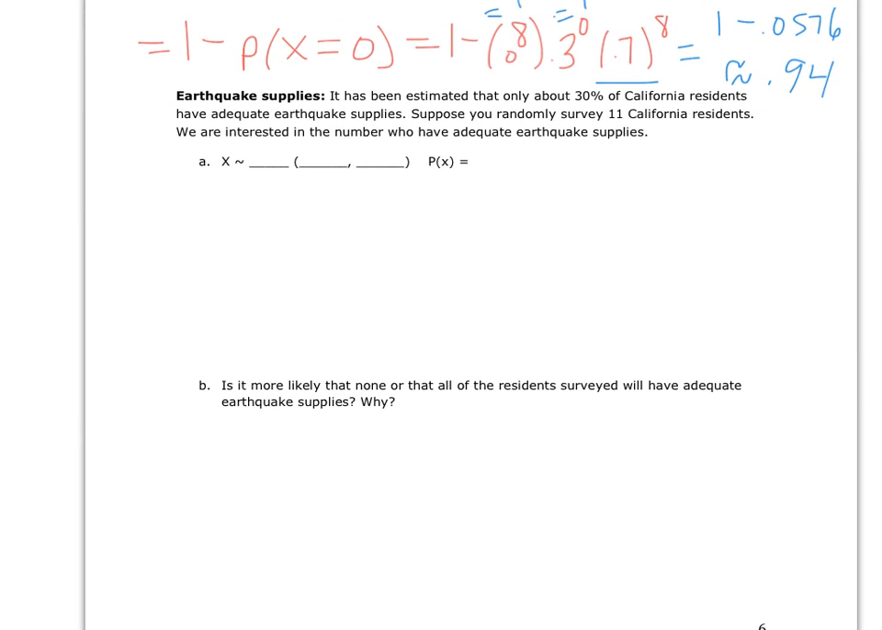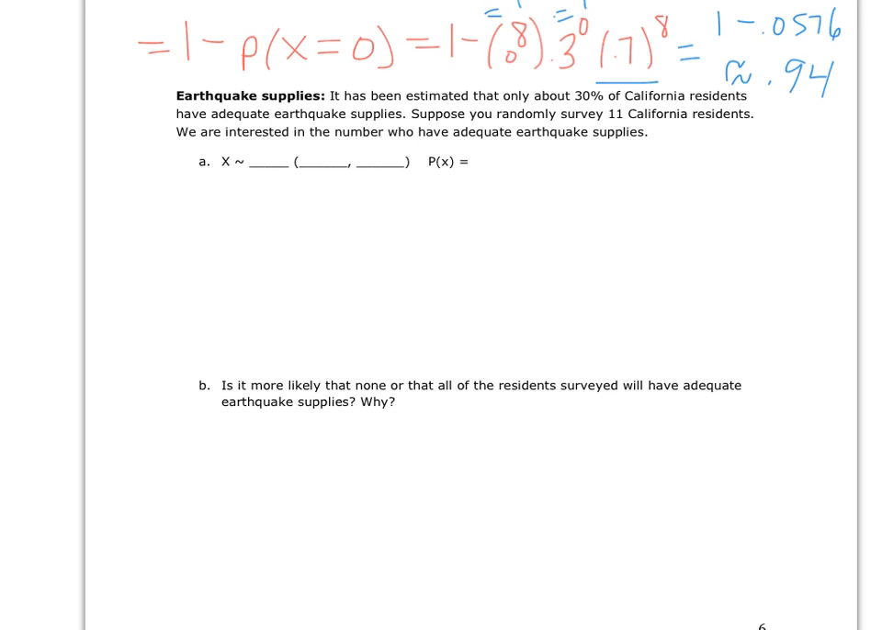Here's another example. I would suggest you pause, work through this on your own, and then come back and look at the results. We've got earthquake supplies. It has been estimated that only about 30% of California residents have adequate earthquake supplies. Suppose you randomly survey 11 California residents. We're interested in the number who have adequate earthquake supplies. So a success here is going to be that a resident has earthquake supplies.